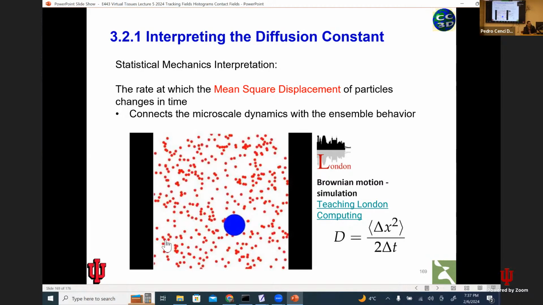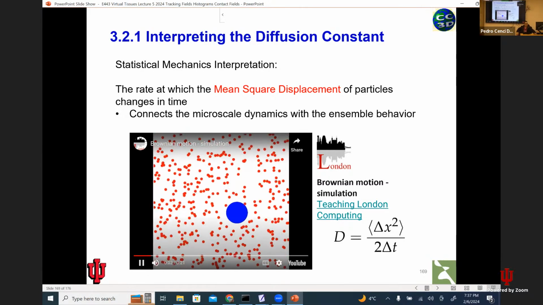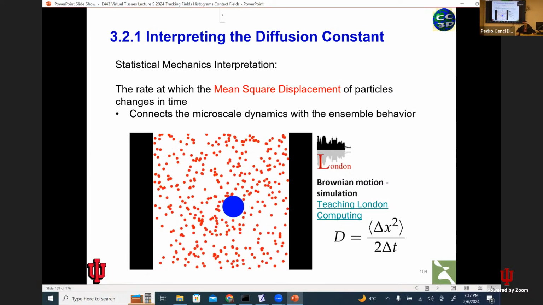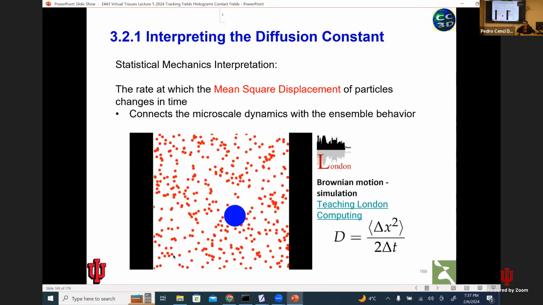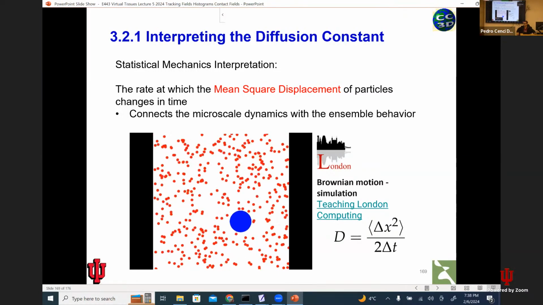And of course, this is called the Langevin motion. And this is what justifies the diffusion behavior of proteins and other molecules inside a cell.